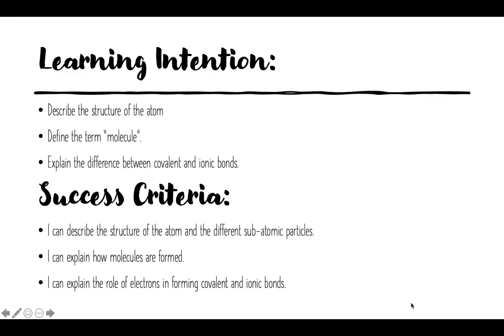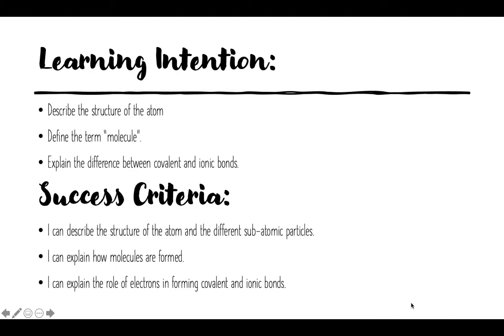So, our learning intentions for today are to describe the structure of the atom, to define the term molecule, and explain the difference between covalent and ionic bonds. If you are successful, you will be able to describe the structure of the atom and the different subatomic particles, explain how molecules are formed, and explain the role of electrons in forming covalent and ionic bonds. Now that last one is the biggie.